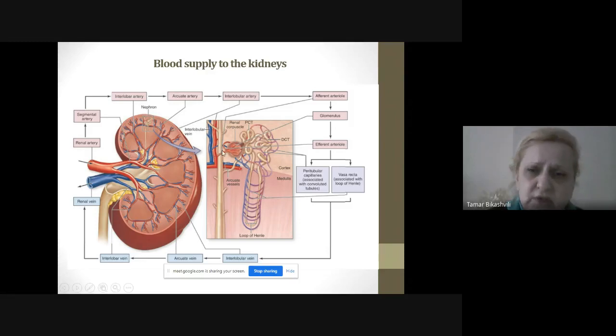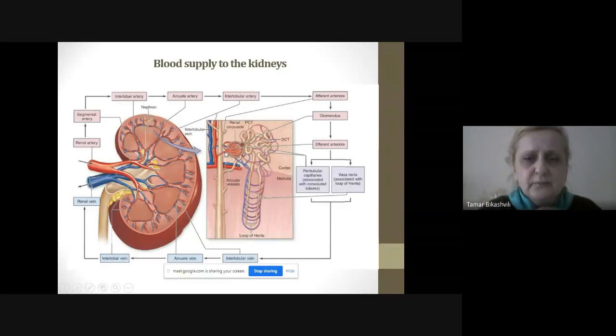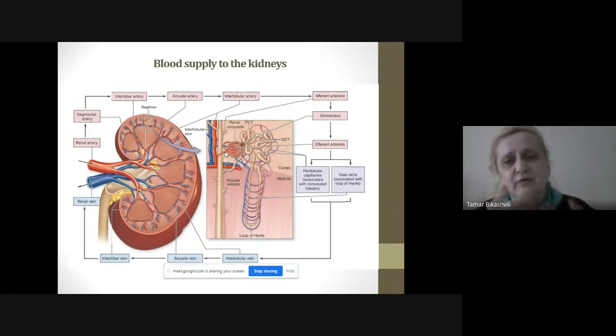Into the glomerulus enters the afferent arteriole. Then there is a capillary network, of course. This capillary network, the capillary tuft, forms the glomerulus. Then exits not a venule, but again an arteriole, the efferent arteriole. The efferent arteriole then forms another capillary network. These are the peritubular capillaries, and this network is also located in the cortex.